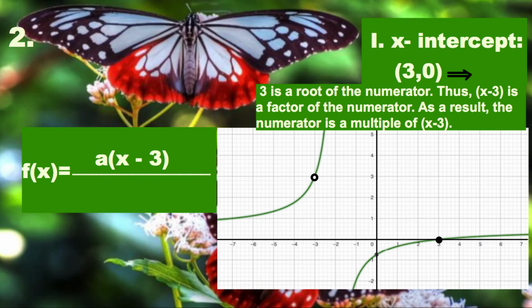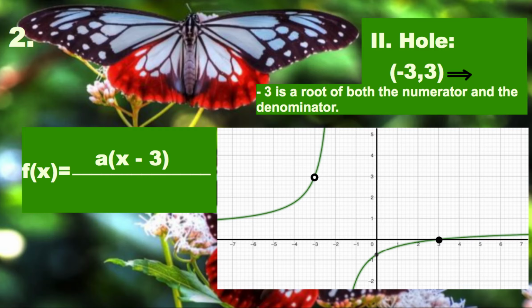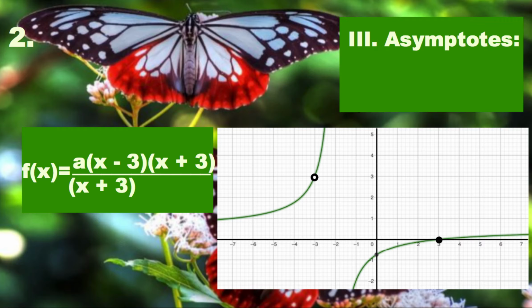As a result, the numerator is a multiple of x minus 3. And we represent that by writing f of x equals, and at the numerator we write a times the quantity x minus 3. We have a hole at the point of coordinates negative 3, 3. Thus, negative 3 is a root of both the numerator and the denominator. Thus, x plus 3 is a factor of both the numerator and the denominator.